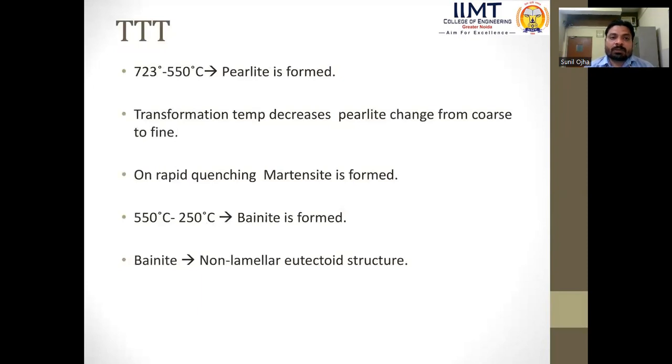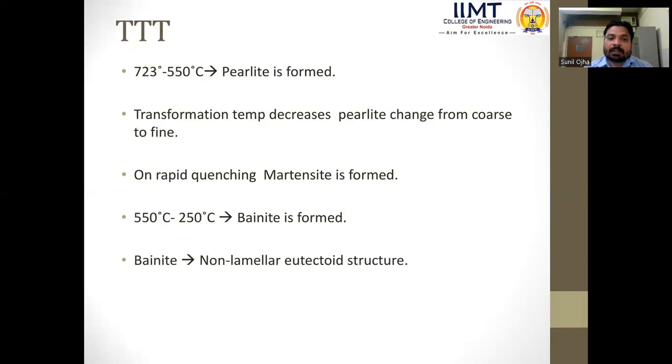From 723 degrees centigrade to 550 degrees centigrade, pearlite is formed. As the transformation temperature decreases, pearlite changes from coarse to fine. On rapid quenching, martensite is formed. From 550 degrees centigrade to 250 degrees centigrade, bainite is formed.